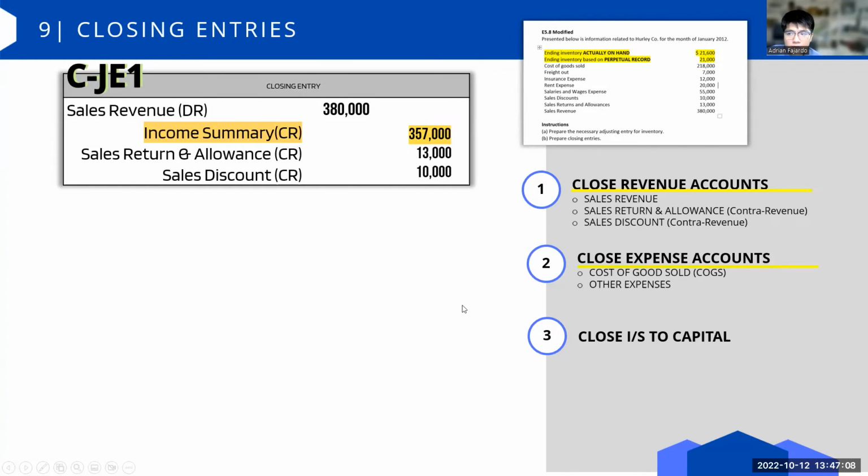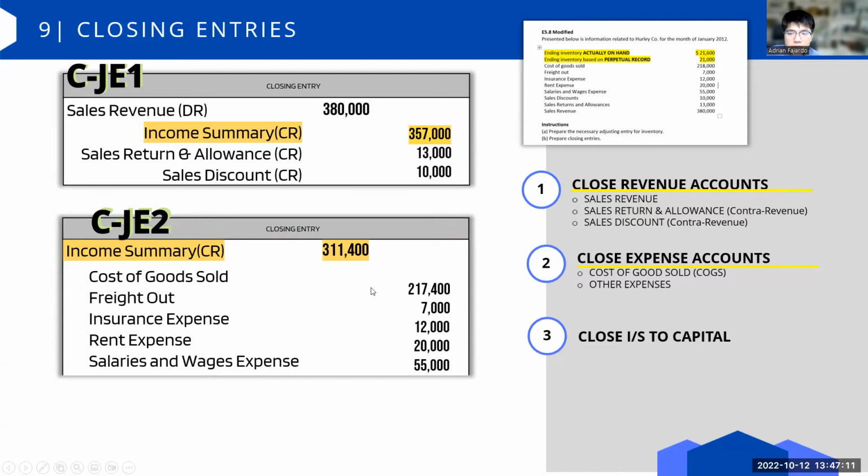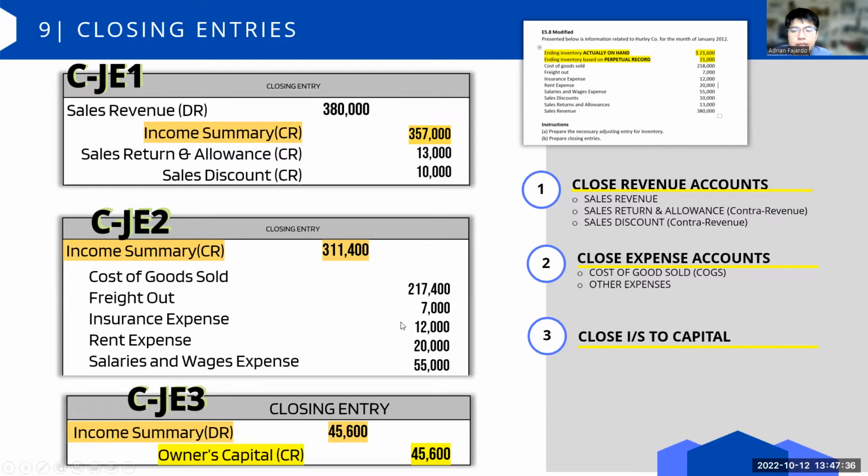Next, we close our expense accounts. So debit income summary of the total credits. Cost of goods sold, 217,400, the adjusted amount. Freight out is an expense, so 7,000. And then your insurance, rent, and salaries from 12,000 to 55,000. If you total all of these, it would be a debit of income summary of 311,400. And then finally, we basically close the income summary. So pagbabanggain natin itong dalawa, to have a net income or a debit of income summary of 45,600, close to our owner's capital to 45,600, right?